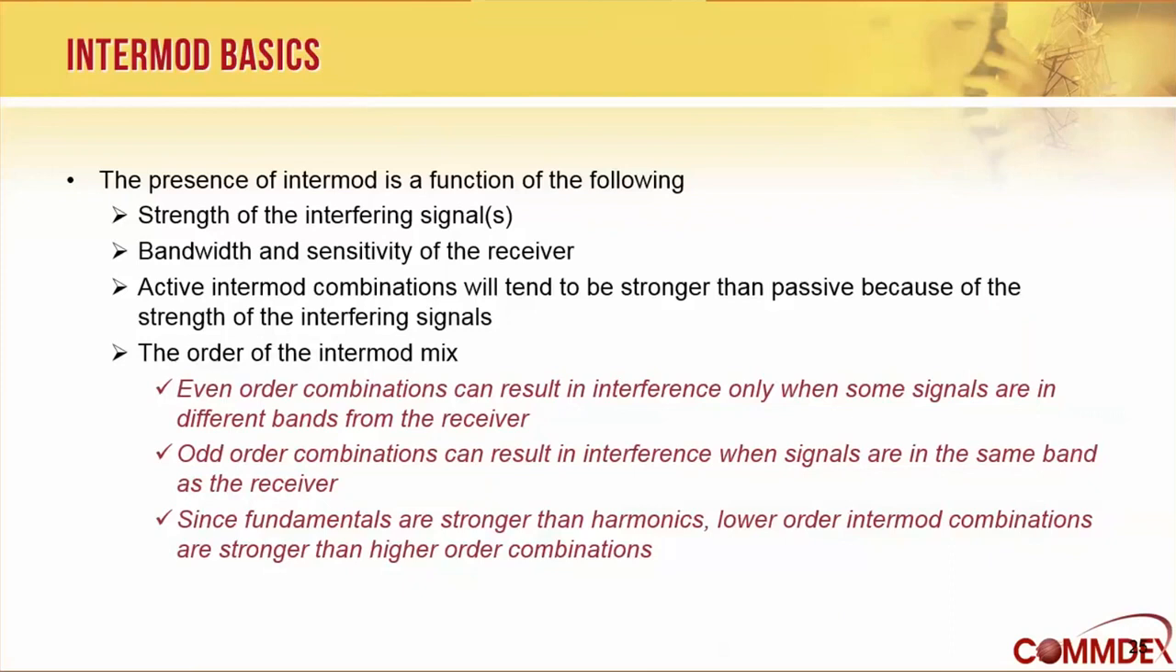And also, since the fundamentals are going to be stronger than the harmonics, your lower order intermod combinations are going to be stronger than your higher order combinations. So a third order intermod product is more likely to be a problem than a fifth or seventh, ninth order intermod, just because of the strength of the signals involved. As the harmonics get higher, the signal gets weaker.